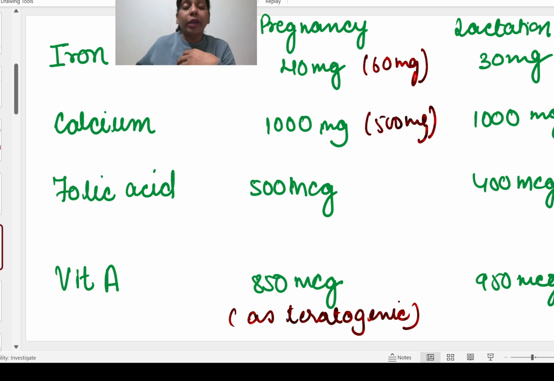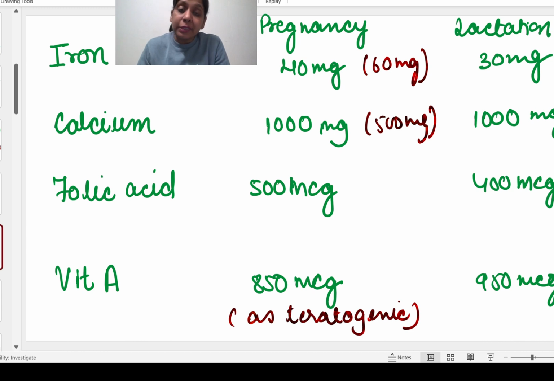Okay, so higher needs and higher demands are there in pregnancy as compared to lactation. That's why in pregnancy iron, calcium, and folic acid are required in higher values, but vitamin A is required a bit less because vitamin A is teratogenic. Okay, so iron demand in pregnancy is 40 milligram.